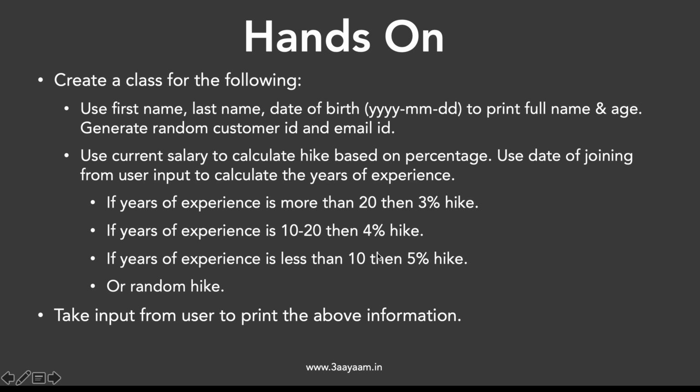Let's work on the second application, wherein a manager will use that application to find out the hiked salary. The input would be current salary and date of joining, and based on date of joining the number of years of experience would be calculated, and based on that the hike would be decided. So if it is more than 20 years of experience, then 3%, 10 to 20, 4%, and less than 10, 5%, or random hike. So I'll use these three. You can implement random hike yourself. Also, we can take input from users.